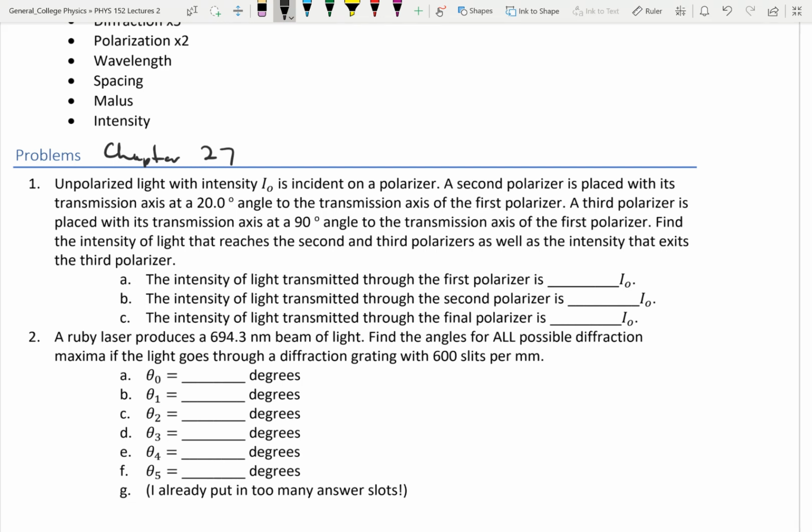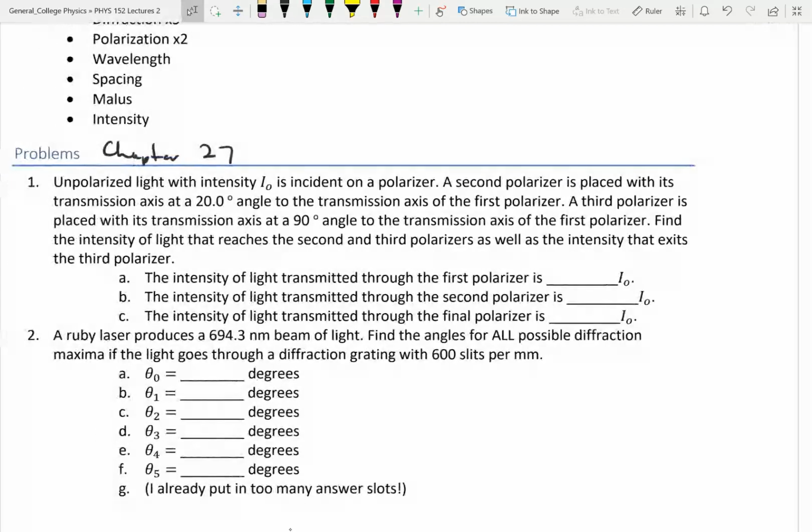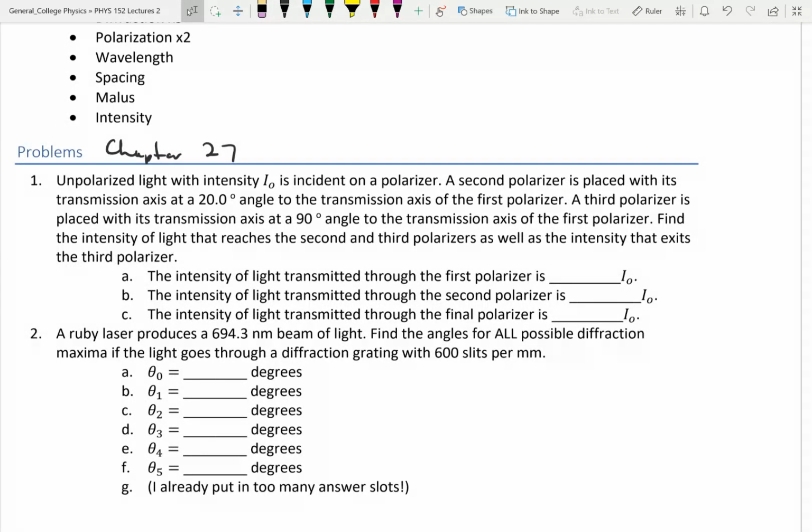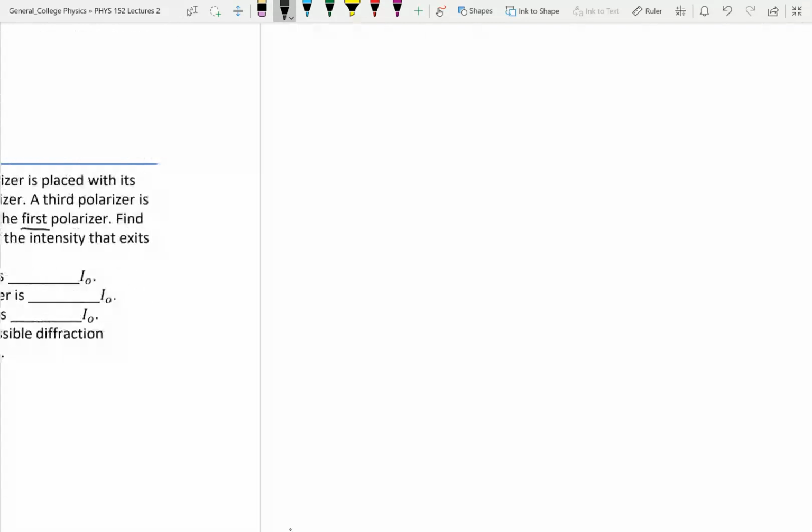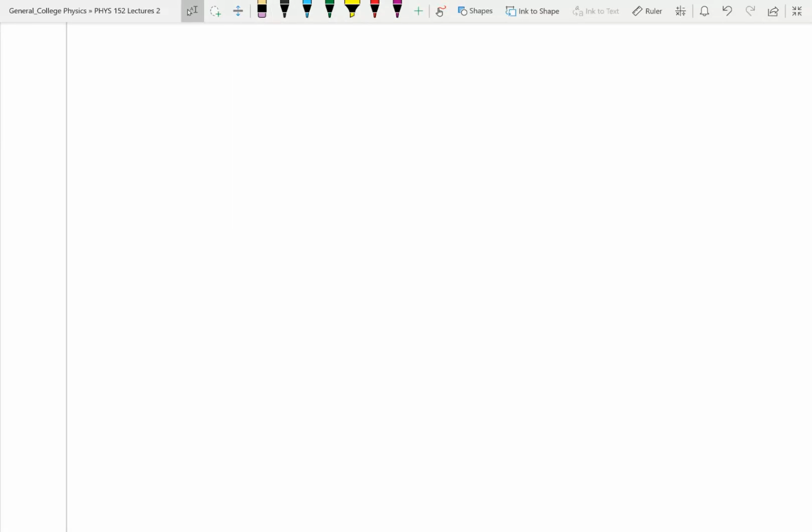Unpolarized light with intensity I0 is incident on a polarizer. A second polarizer is placed with its transmission axis at a 20-degree angle to the transmission axis of the first polarizer. A third polarizer is placed with its transmission axis at a 90-degree angle to the transmission axis of the first polarizer. Find the intensity of light that reaches the second and third polarizers as well as the intensity that exits the third polarizer. So, drawing a picture, I have initially unpolarized light.